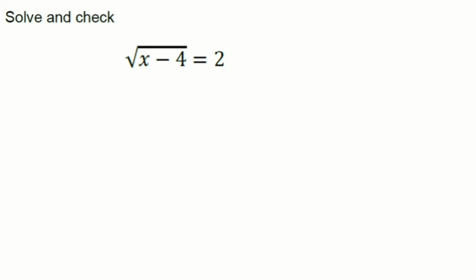So what are we going to do? We're going to raise both sides of the equation by our index. Our index here, if you still remember, is 2. So we raise both sides of the equation to the power of 2. Remember the rule: if the index and the power are the same, we can cancel them out, and what is left is x minus 4 is equal to 2 squared. That's 2 times 2. The answer is 4.